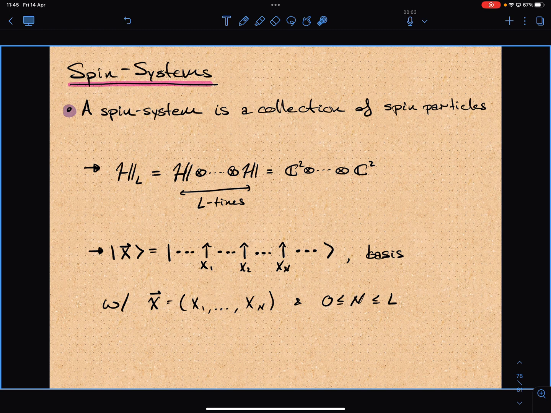And in this case, you can write a basis which is labeled by the location of the upspins. This is one particular way to denote the basis, and everywhere else it's going to be downspins. And n is going to label the number of upspins. So this is going to be your system for a collection of spin particles.